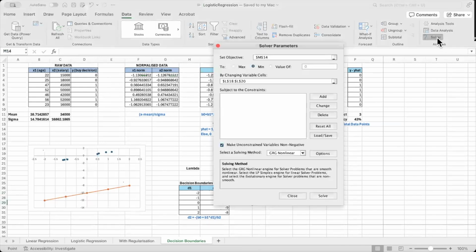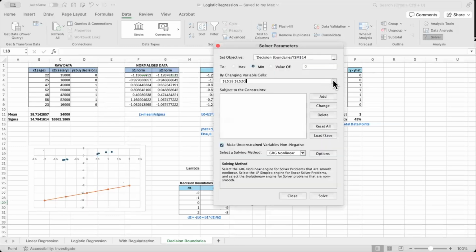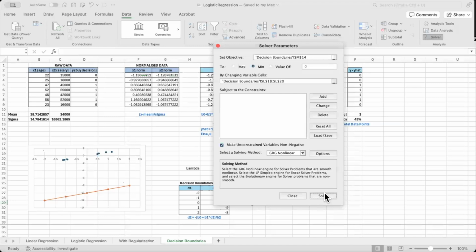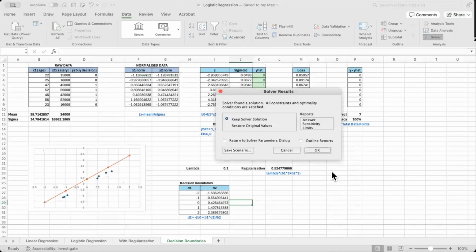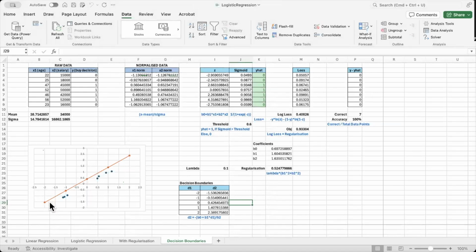Now let me optimize this function to get the optimum values of beta 0 and beta 1 and beta 2. So here my objective function is this one, that is log loss plus regularization, and I will change the values of beta 1, beta 2 and beta 0, and let me do the calculation. So it is solving this linear programming problem. It gives me a decision boundary like this. This is not such a good decision boundary.